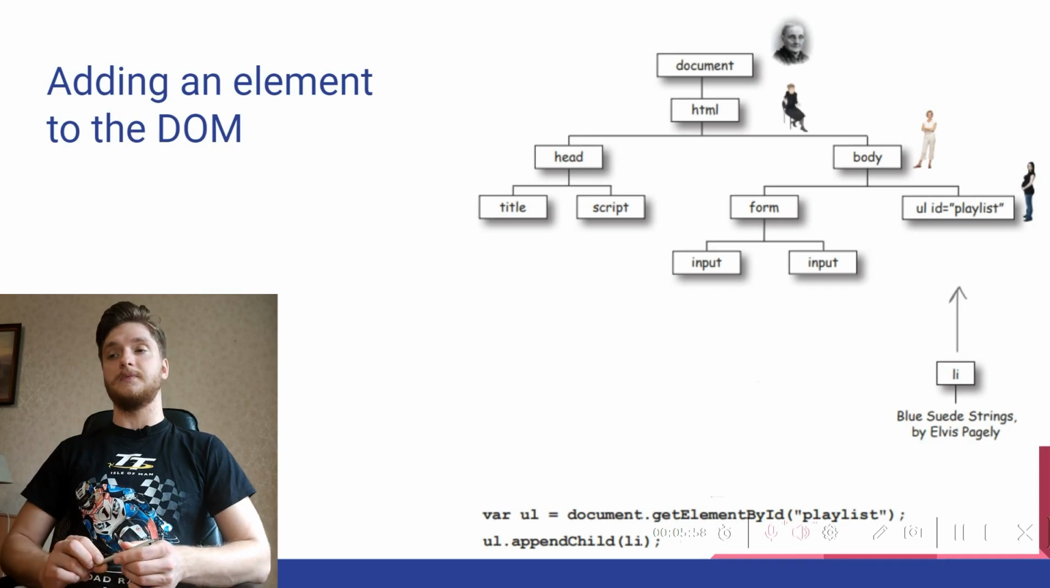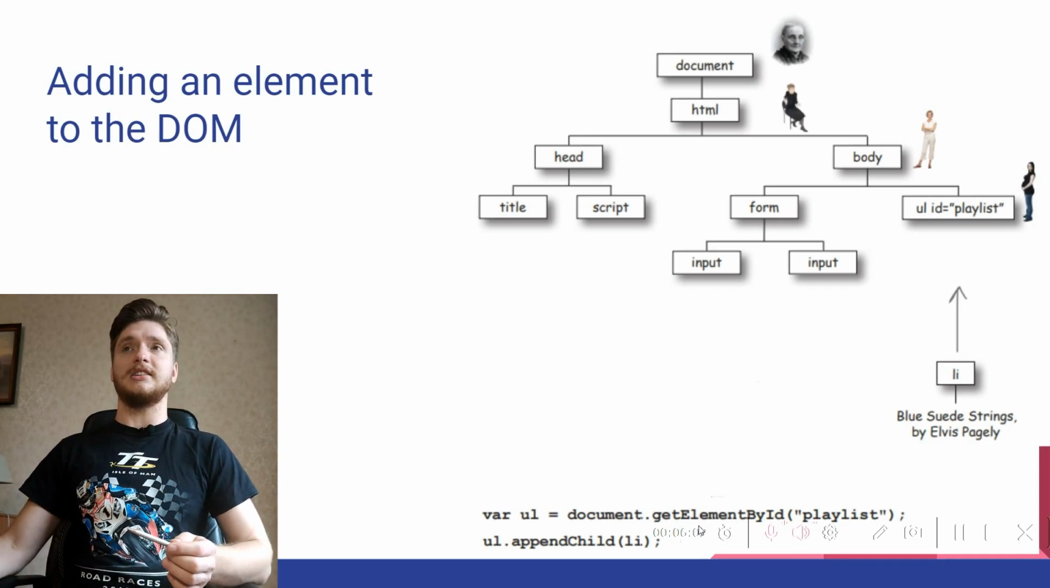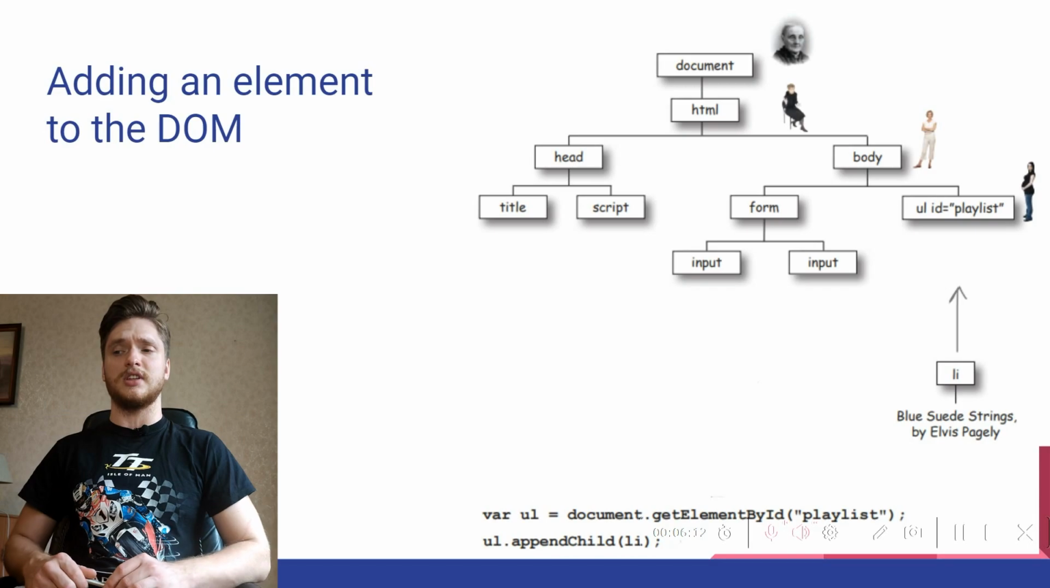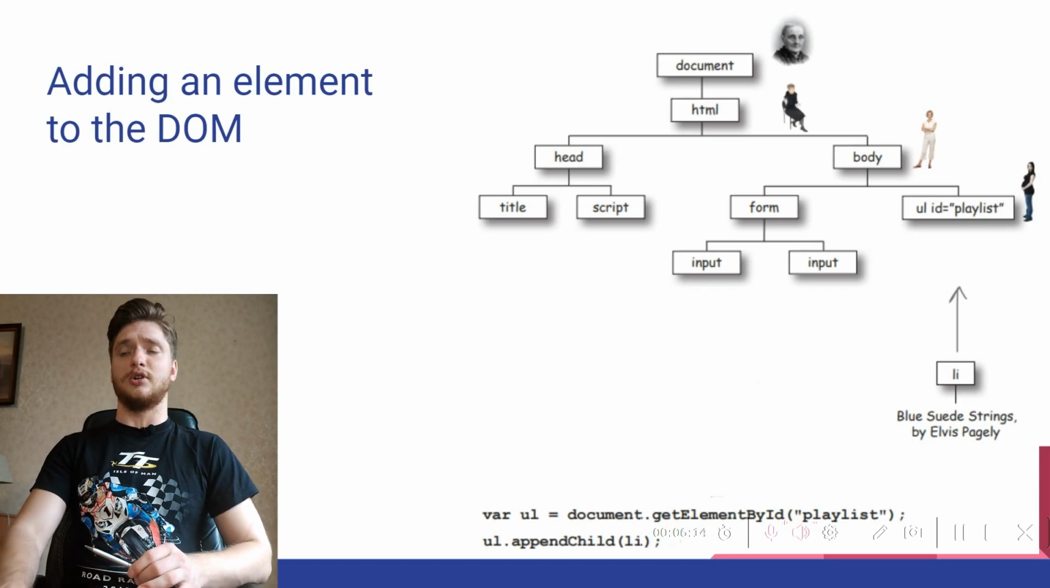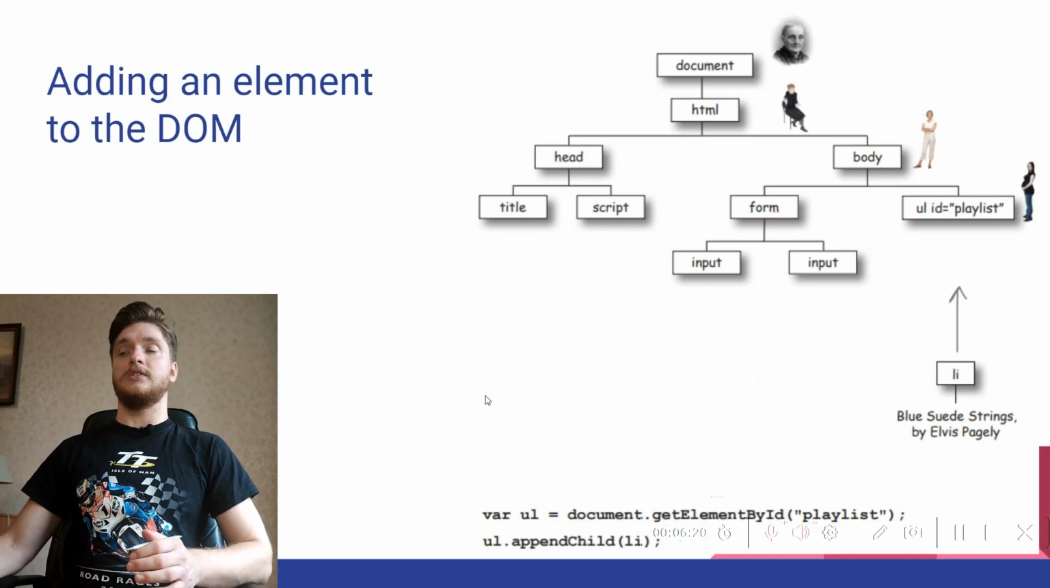Think family tree. Okay. Document is like the grand matriarch of the family, at the top of the tree. HTML is the only child in this generation. HTML's parent is document. HTML has two children, head and body. Body's parent is HTML. And here is our ul. The ul's parent is body, and the ul doesn't have any children yet.